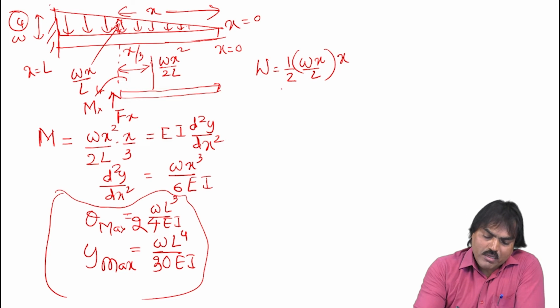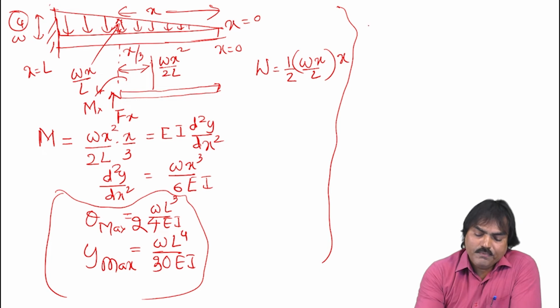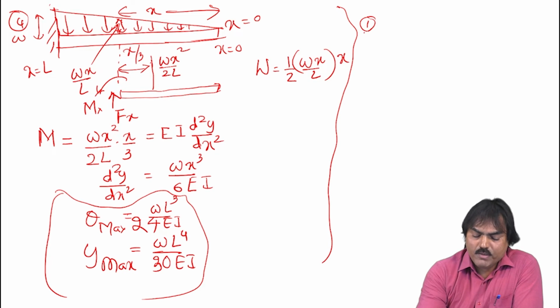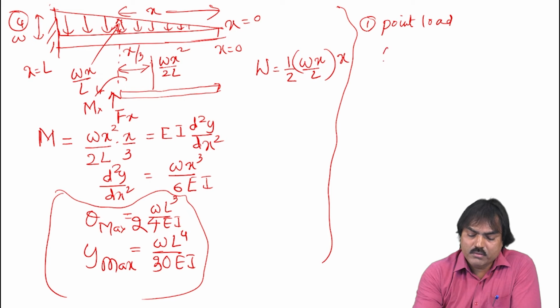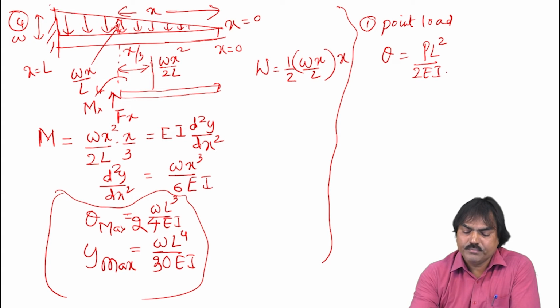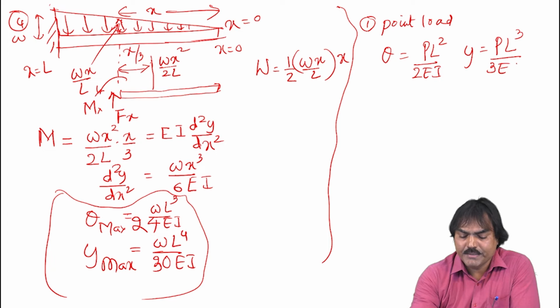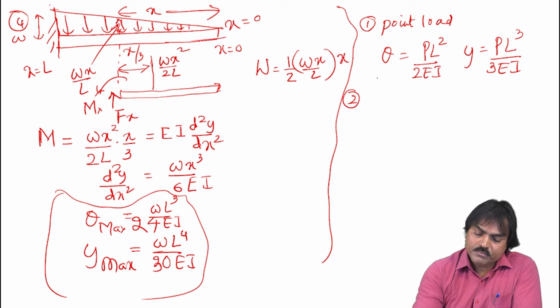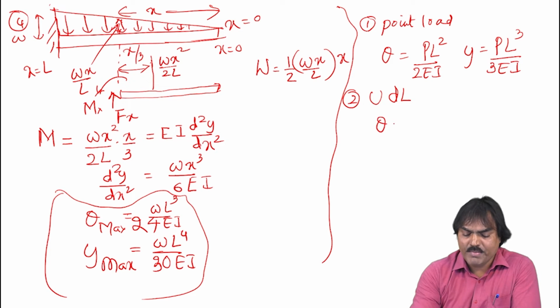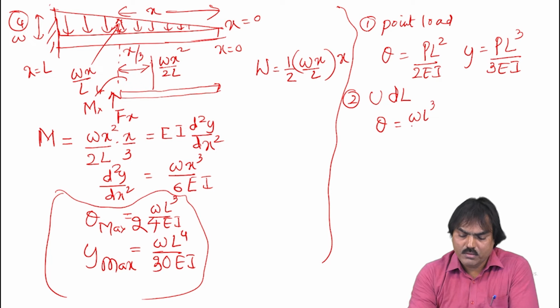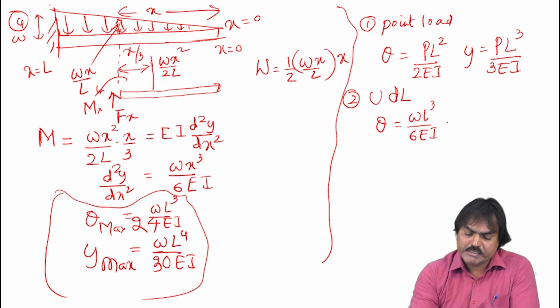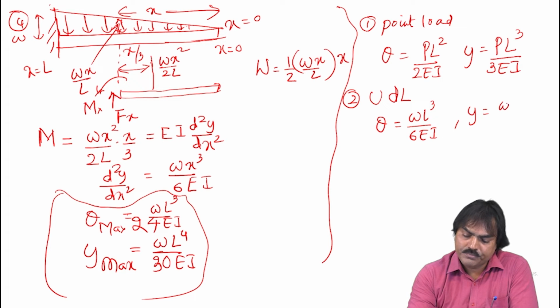Now let us list out the four equations which we learned. First, point load at the free end. The slope is PL square by 2EI. The deflection is PL cube by 3EI. The second one, uniformly distributed load. The maximum slope is WL cube by 6EI and the maximum deflection is WL to the power of 4 by 8EI.